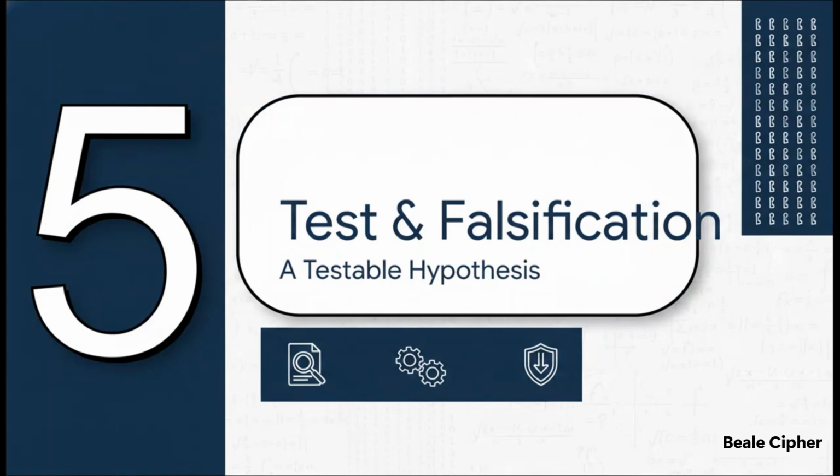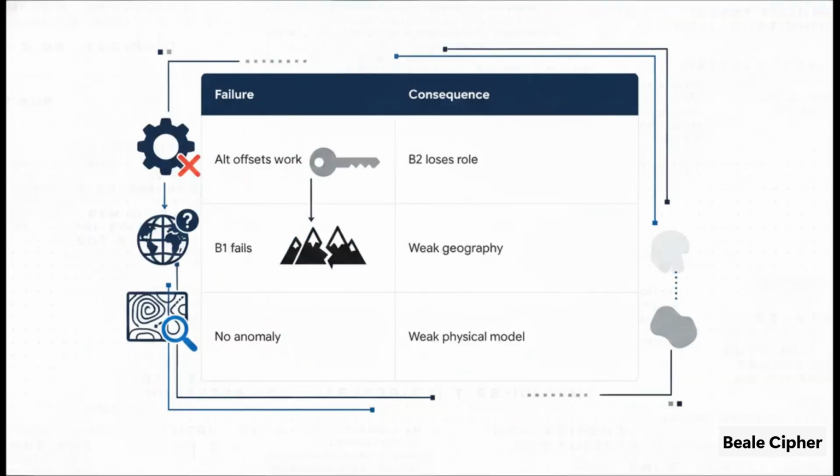Section 5. Testing and falsification. Now, a theory is just a theory unless it can be rigorously tested. Kevin L. Brown's model isn't some wild conspiracy. It is a falsifiable operational model. That means it lays out exactly how it can be proven wrong. For example, if someone finds that alternative, totally random numbers work better than the 8007 shift, then B2 loses its role as the key. If applying the shift to B1 doesn't consistently produce clear geographic language, the model falls apart. And physically, if a modern survey of that specific ridge reveals absolutely no anomaly, the physical model weakens. This is how real, data-driven analysis works.